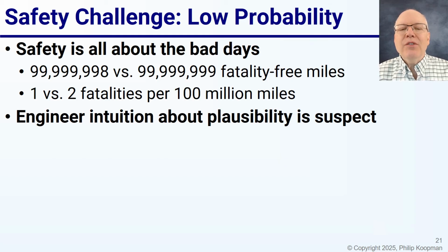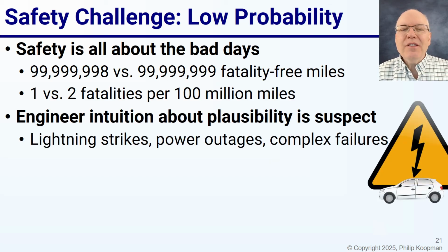Along with this, engineering intuition about plausibility is suspect. People are astonishingly bad about thinking about rare events. They say, well, that'll just never happen. But what they mean is they haven't seen it, or they haven't seen it recently. And so things like lightning strikes and power outages and complex failures happen very infrequently in the real world. And so engineers tend to say, well, it didn't happen to me, so it doesn't matter. And it's amazing how the older you get, the more attention you pay to safety, because more bad stuff has happened to you. It's just a matter of exposure. You live long enough, you see a lot of crazy things. When you're young, you don't really see them.